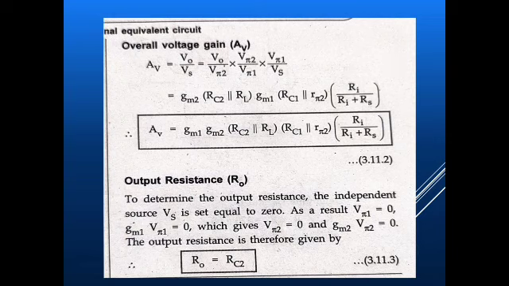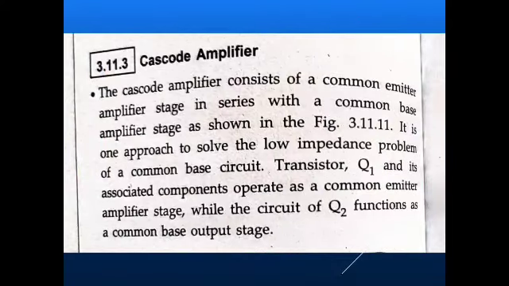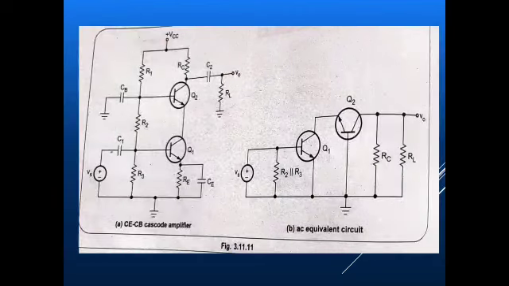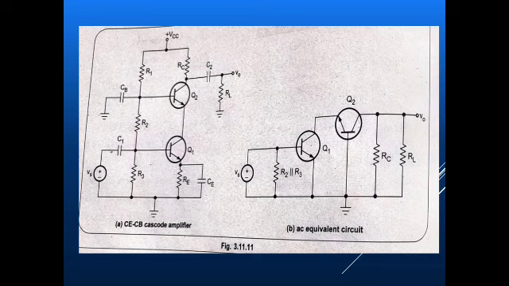So by the AC analysis we can obtain the voltage gain, input resistance and output resistance of this cascade amplifier. Next we are going for the cascode amplifier. Here two different transistors are connected. A common emitter amplifier stage is in series with the common base amplifier stage. In order to solve the low impedance problem of the common base circuit, we are connecting this circuit. Here we are taking the common emitter with the common base circuit. This is the AC equivalent circuit.